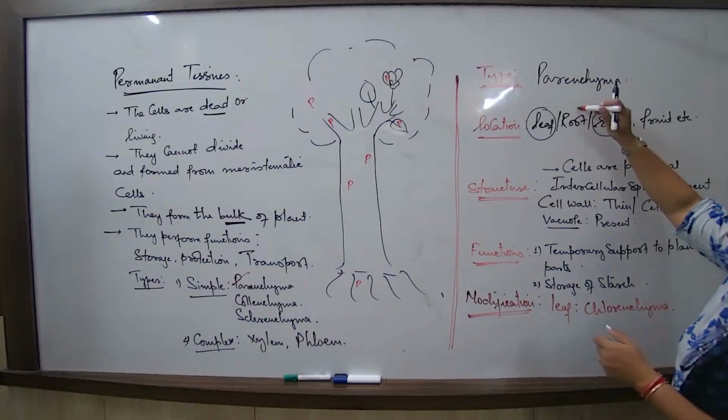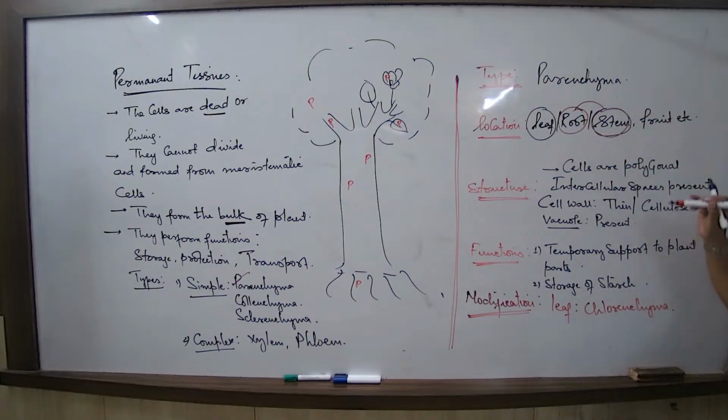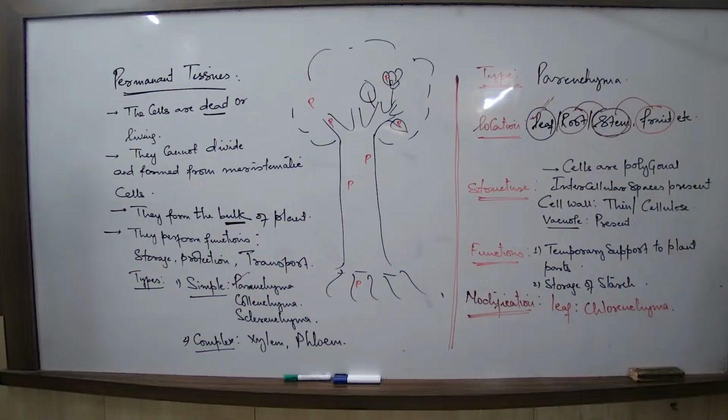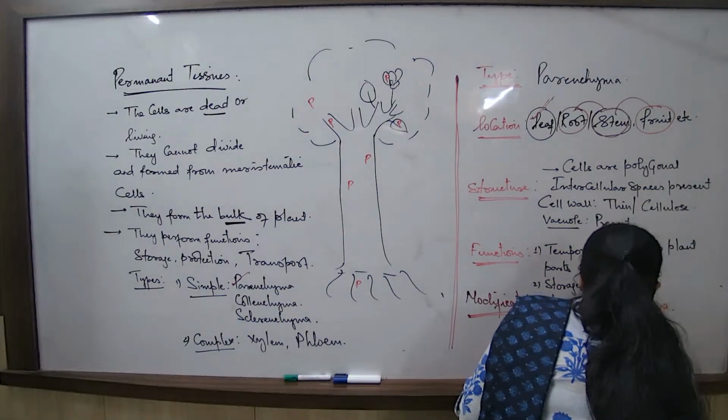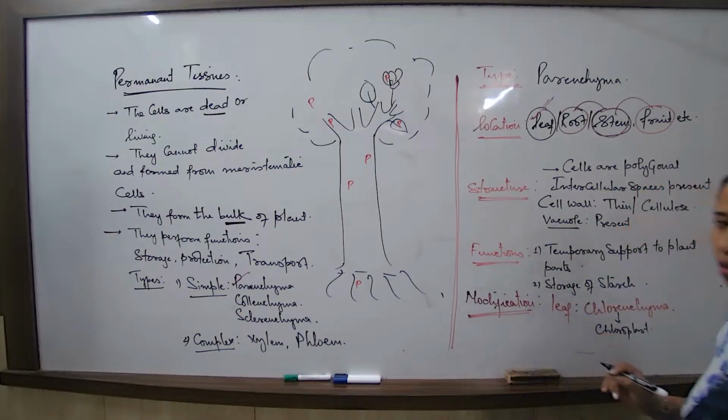The parenchyma of the root and the stem is almost the same. The parenchyma of the stem and the fruit is almost the same. But in the leaf there is a special feature. The parenchyma cells of the leaf have a large number of chloroplasts, because they have to carry out photosynthesis. So why is it known as chlorenchyma? Because they have a large number of chloroplasts.